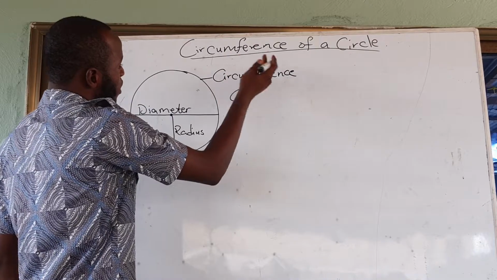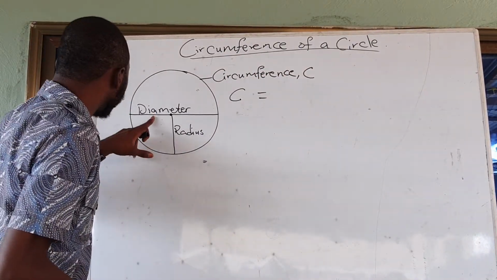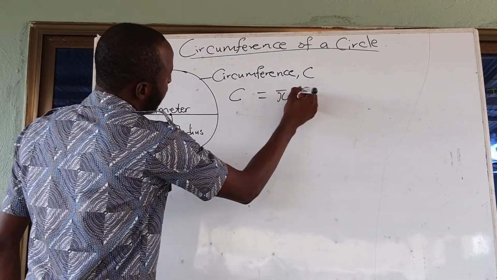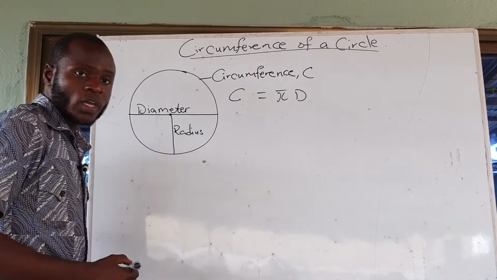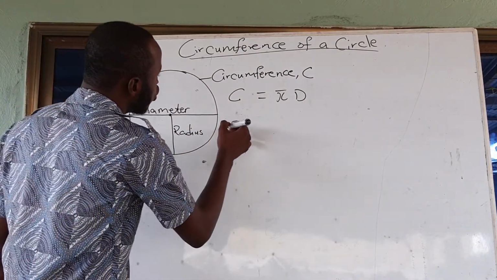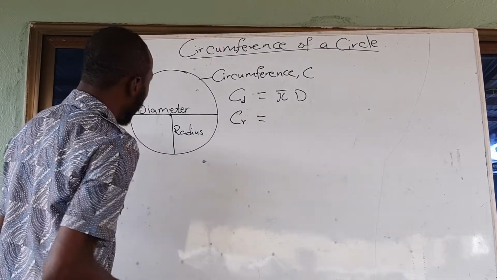Now there's a formula for finding the circumference of the circle. So let me write circumference as C. C is equal to, when we are using the diameter to find the circumference of the circle, we use the formula pi d. Okay, that's what we use to find the circumference of a circle. Now when we are to use the radius, so this is the diameter, when we are to use the radius too, how is it?